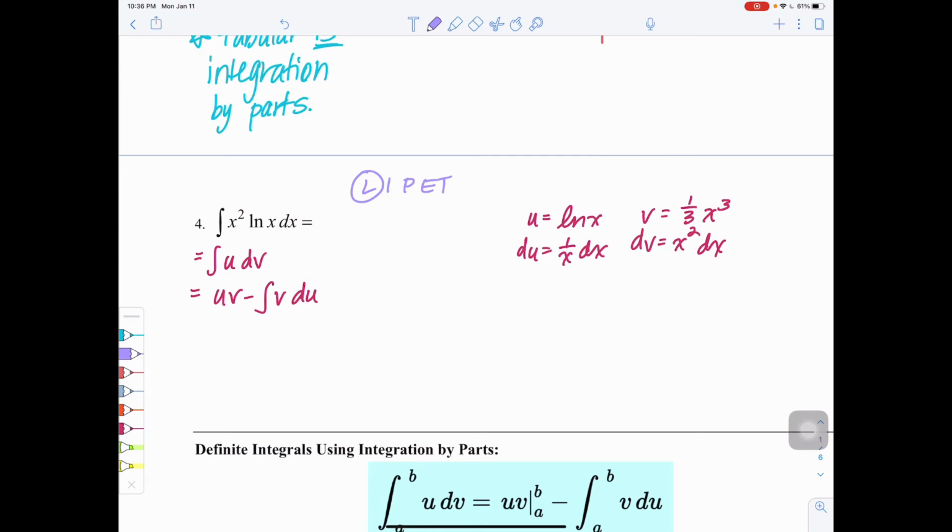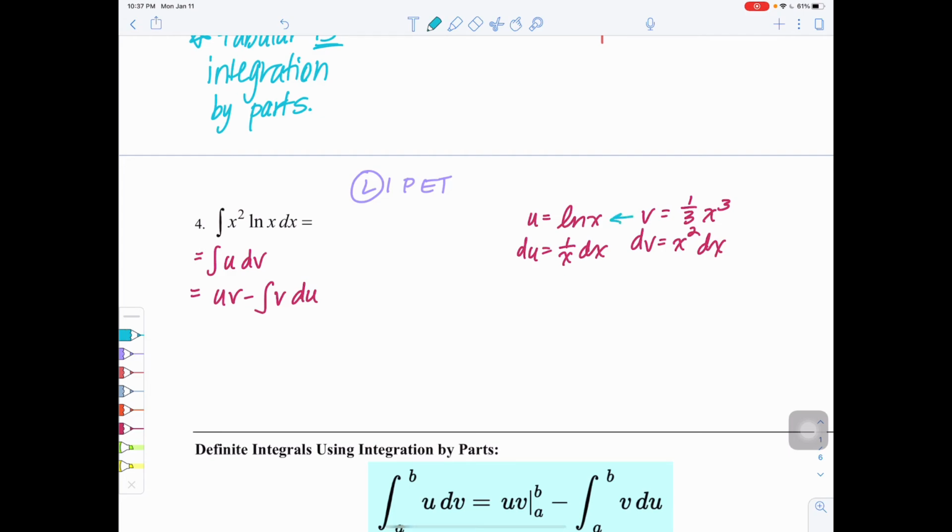So, why can't we use tabular here? The natural log of x doesn't ever go away, and it doesn't cycle or repeat. Cycle meaning sine, cosine, e to the x, e to the x, e to the x. But the natural log will never go away. Anytime you see a natural log in one of these integrals, you're going to have to use the parts formula. Okay?